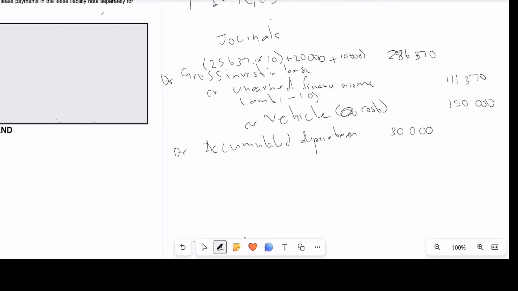At cost. And we also have to recognize the accumulated depreciation. So this would be this. Then here, the last journal has to be the profit or loss. So it's going to be 286,370 plus the 30,000, which is the accumulated depreciation, minus 150, minus the 111,370. So the profit here will be 55.